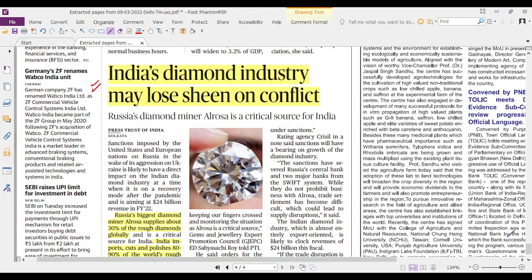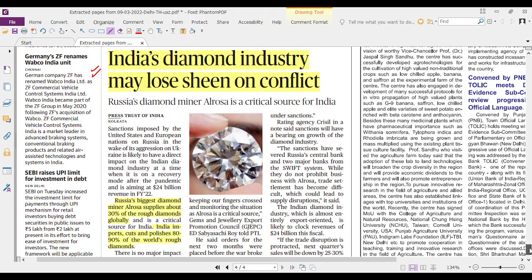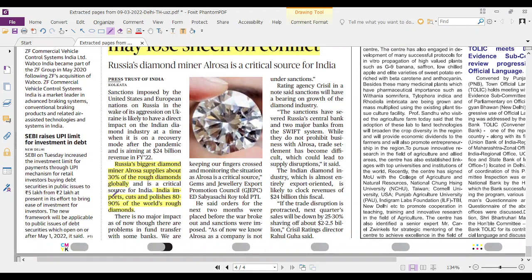Like any other industry, even the diamond industry in India is going to be affected because of the Russia-Ukraine conflict. India is home to almost 90% of the polishing of diamonds. We import the rough diamonds, we polish them, and we export them again. Almost 90% of the importing of rough diamonds and polishing happens in India, especially in the Gujarat hub, in Surat.